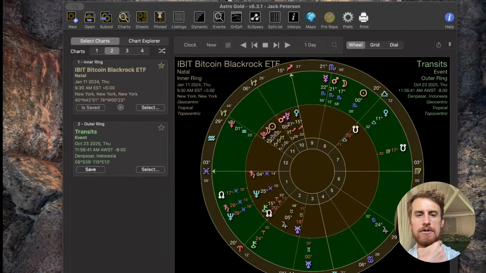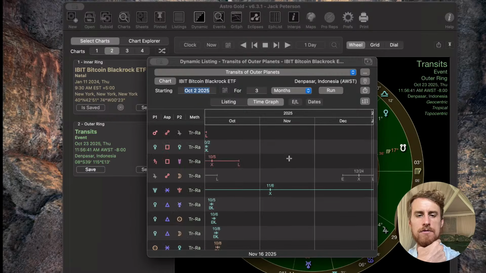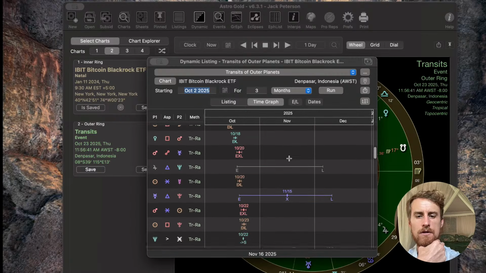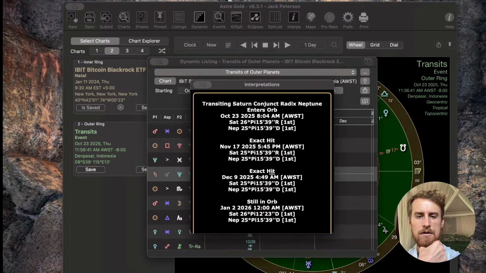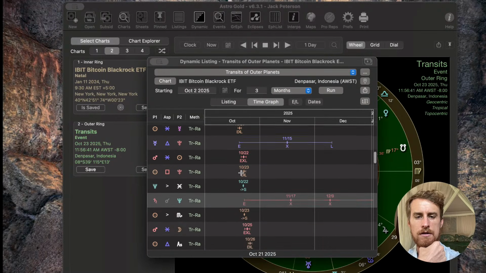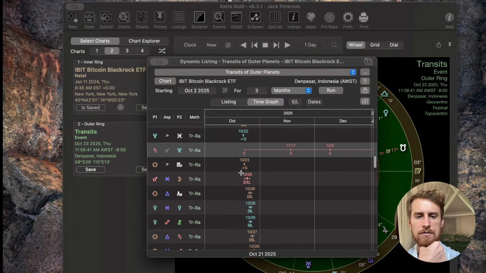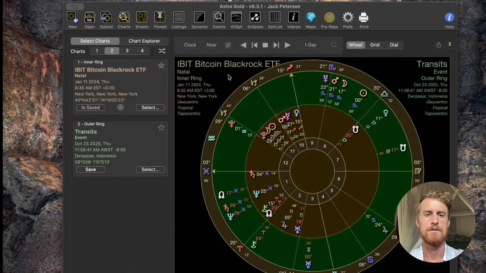Also the astrology. With the Bitcoin BlackRock ETF, we're seeing a major negative on November 17th with Saturn conjunct the IBIT Neptune, which typically is really not good. But then it's in orb on October 23rd, so there's even a possibility the number could continue to go down from October 23rd, heading into November, December. Yeah, so that's a concern.